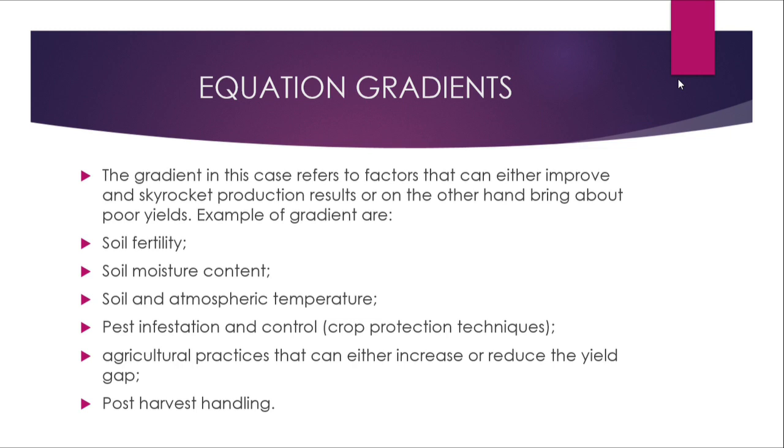Now, equation gradient. Please, this part is very important. Equation what? Gradient. The gradient in this case refers to factors that can either improve and skyrocket production results, or on the other hand, bring about poor yield. Examples of gradients are soil fertility. I'm going to emphasize this soil fertility.